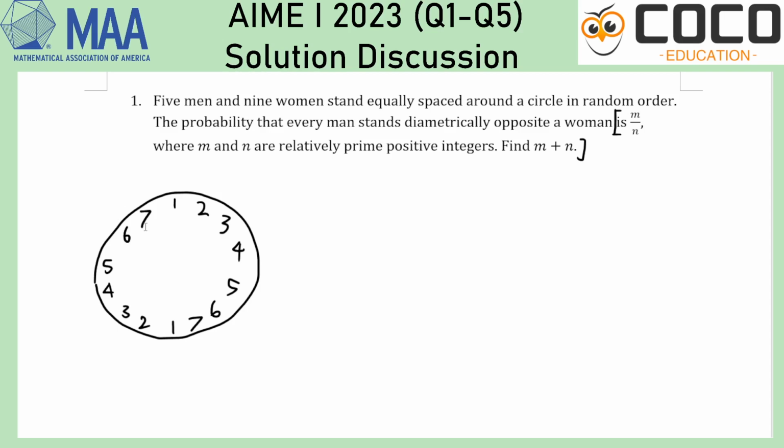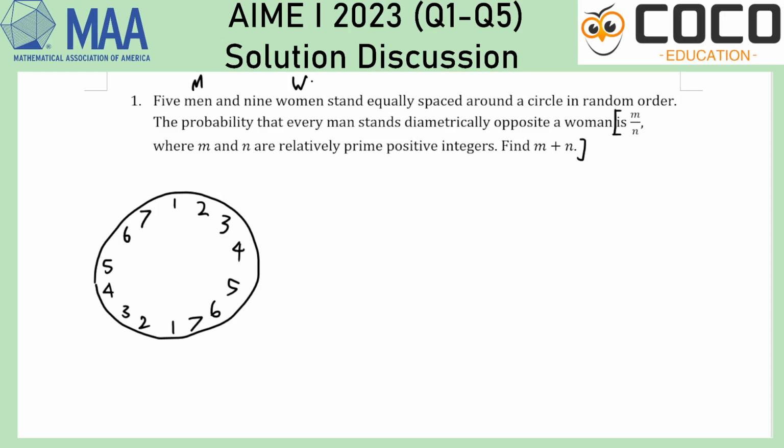Now, the probability that every man stands diametrically opposite a woman, when we're doing probability, we want to try to ask ourselves what matters and what doesn't matter. So, in a way, it doesn't matter how the men are arranged among themselves. It also doesn't matter how the women are arranged among themselves. It only matters how the men and women are placed, so we can sort of just use the letters M and W as if the men and women were all identical to each other.